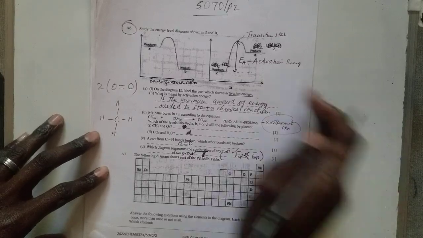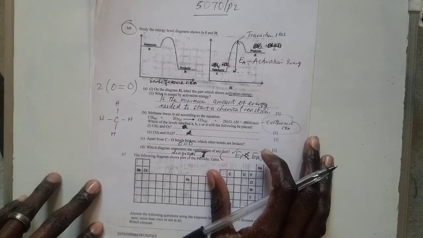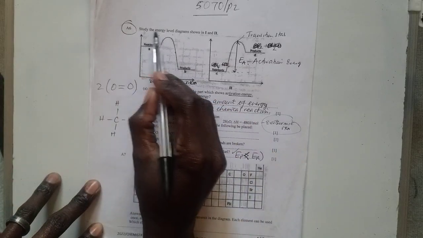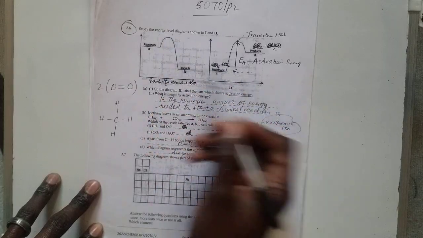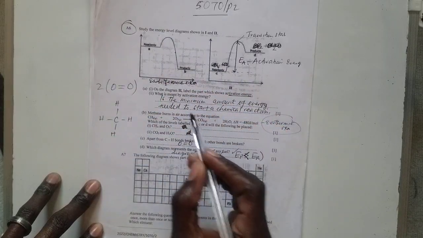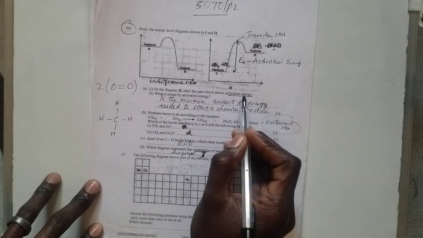So welcome to this segment as we try to look at the question. It says study the energy level diagram shown in 1 and 2. So they have shown you the energy level diagram. Remember, it says on diagram 2, label the part which shows activation energy.